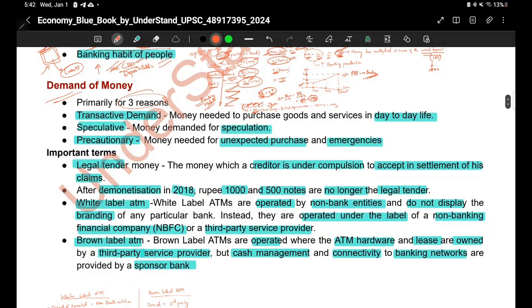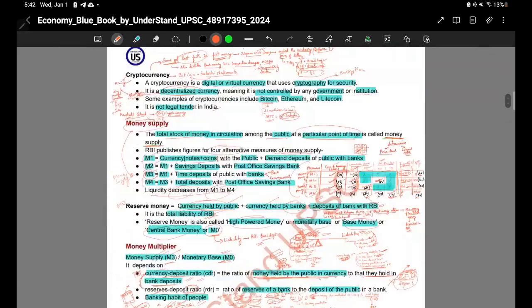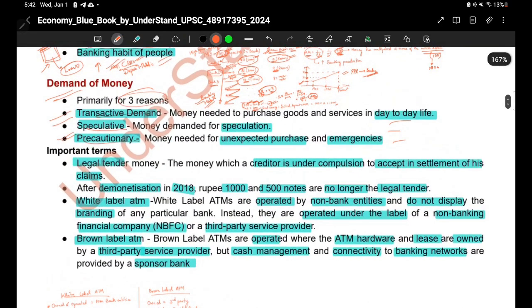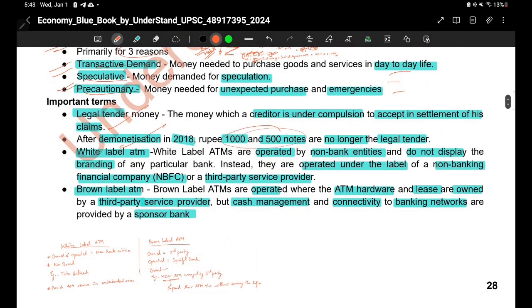Now the primary reasons why people hold money in cash I already told you: transactive demand, speculative demand, and precautionary demand, according to John Maynard Keynes. This also I told you. Legal tender, what is it? After demonetization, those notes are not legal tender anymore.